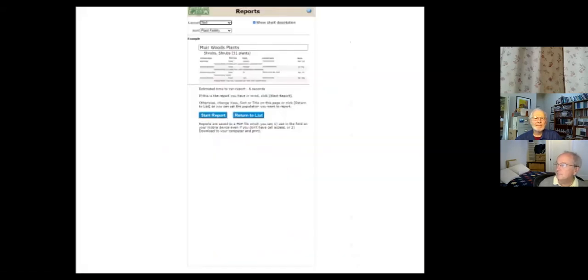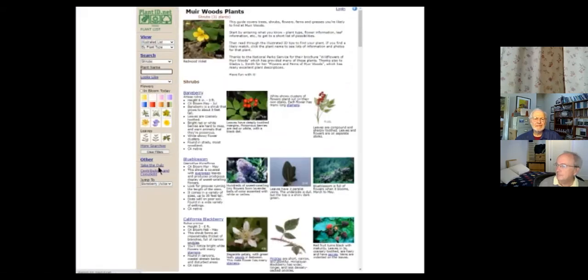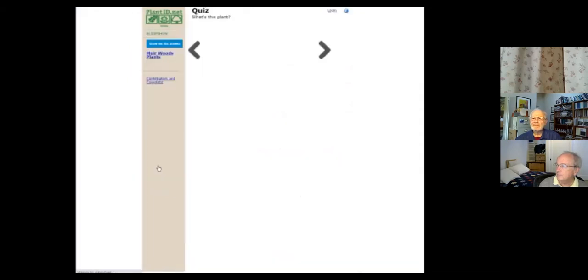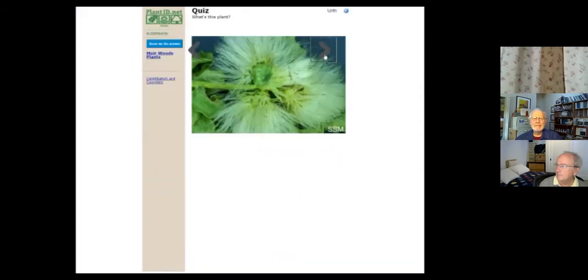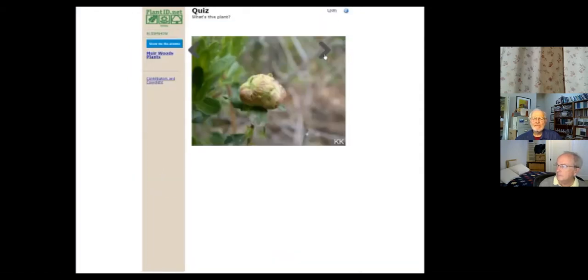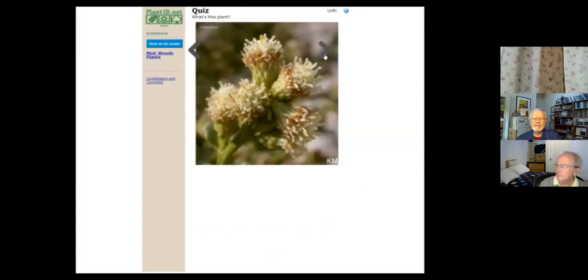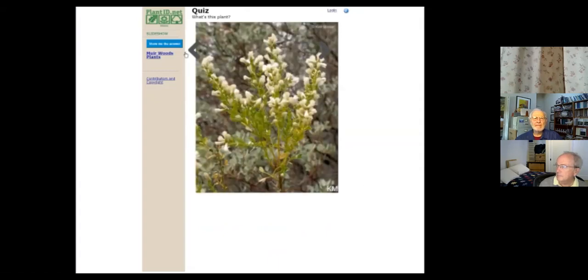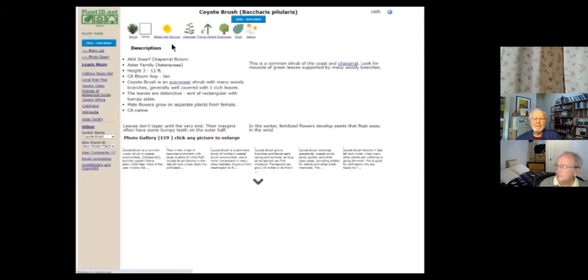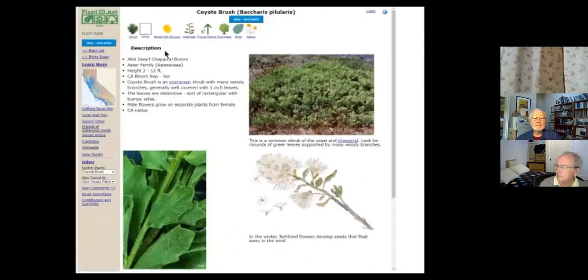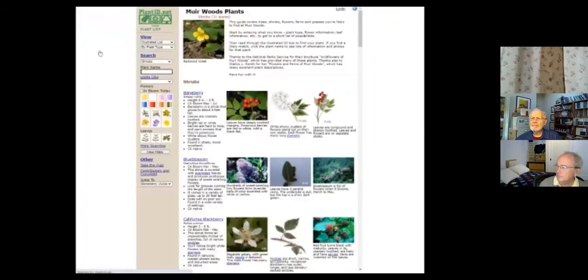Back at the plant list, you can train your eyes to identify the plants on this list by taking the quiz. You'll get pictures of a random plant from the list with no identification. You can scroll through it to see other photos of that plant. When you're ready, click Show Me the Answer to see the plant page with names and descriptions of your mystery plant. You can turn the quiz into a game with friends by seeing who can correctly identify a plant first.